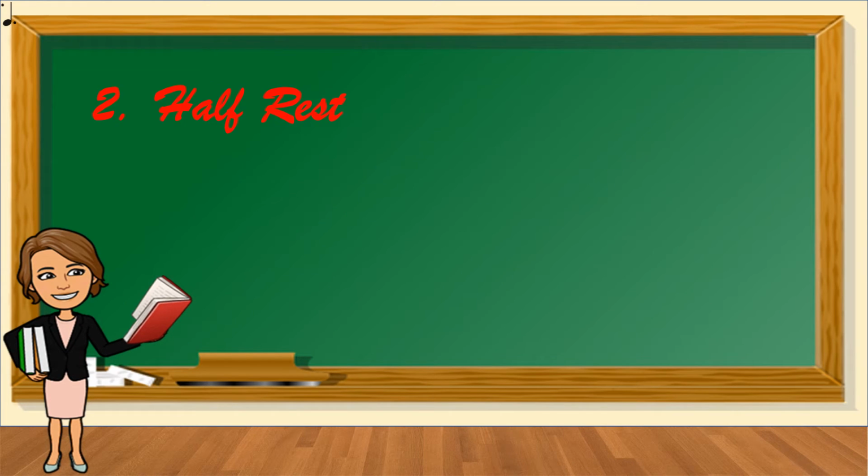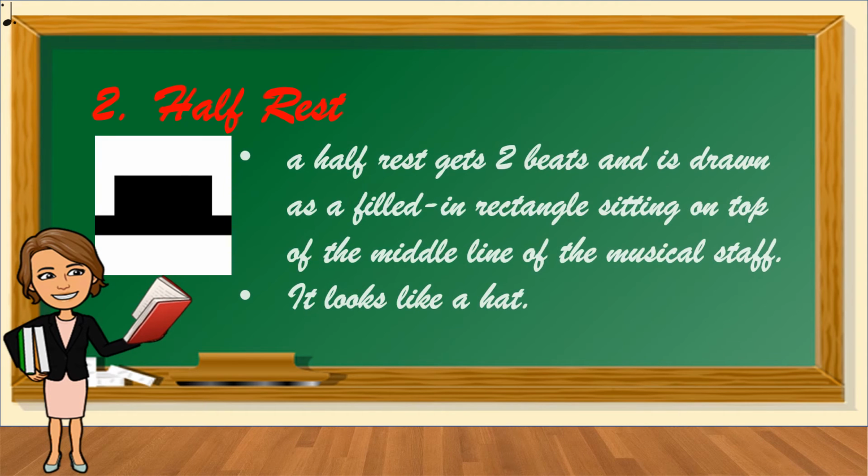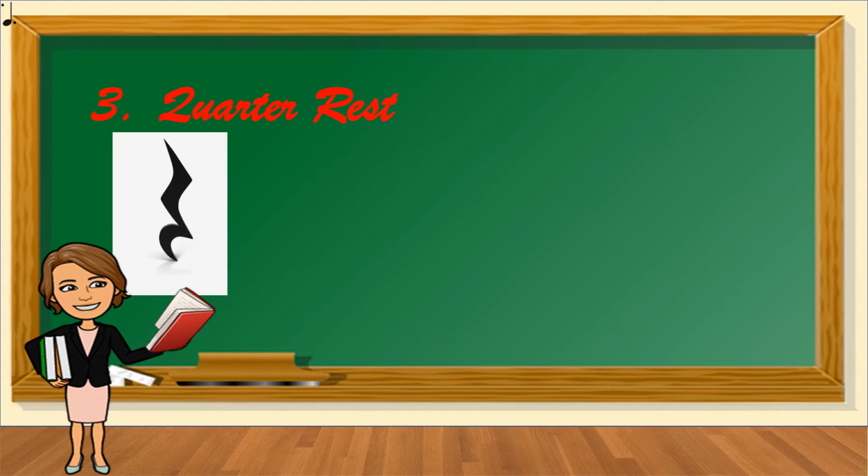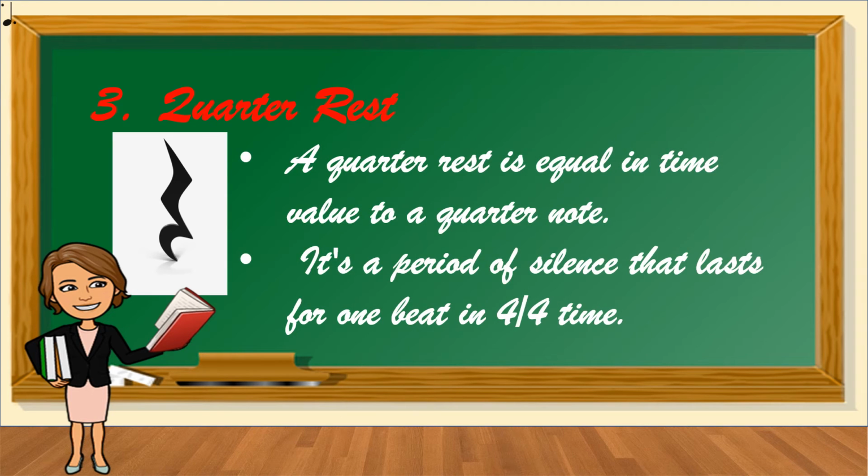The half rest. So we have here the symbol. A half rest gets 2 beats and is drawn as a filled-in rectangle sitting on top of the middle line of the musical staff. It looks like a hat. So we have here the quarter rest. So this is the symbol. A quarter rest is equal in time value to a quarter note. It's a period of silence that lasts for 1 beat in 4/4 time.